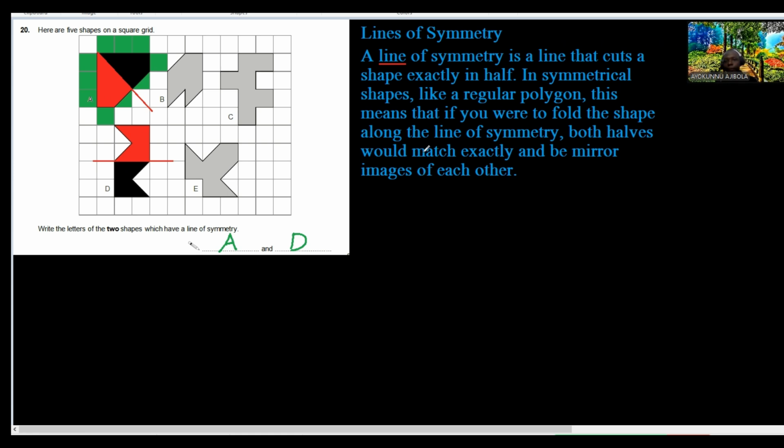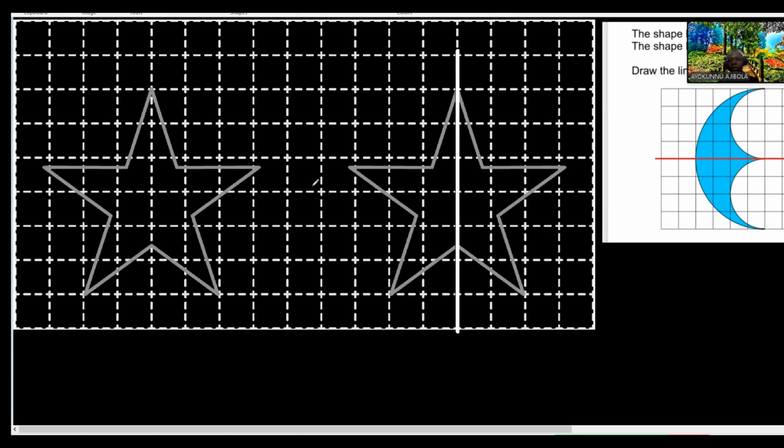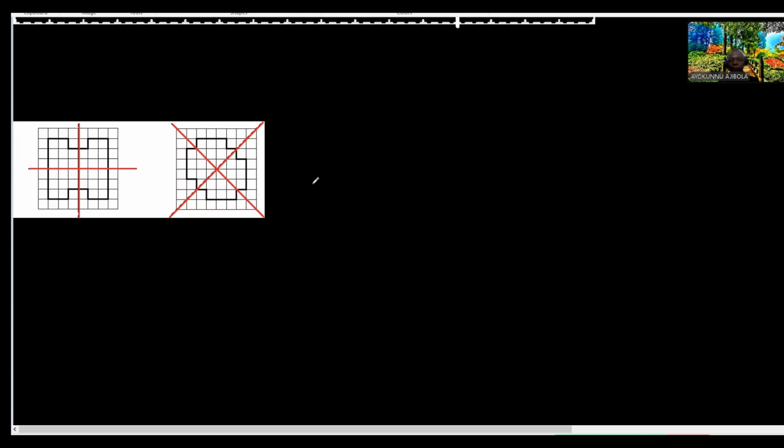So I won't ask you to do this now, but I'm still going to send this note at the end of the class. Probably you can try to do it on your own. You can get a square grid, whether in your book or on a system or on a graph book or anything. Just get a grid and try to draw the shapes and identify the lines of symmetry. Okay, and I will send this over to you. You can practice with them.